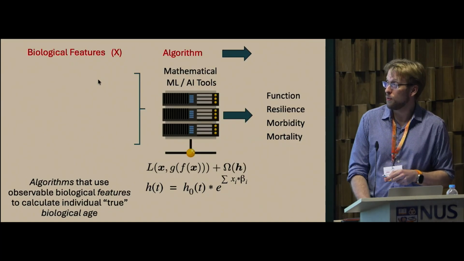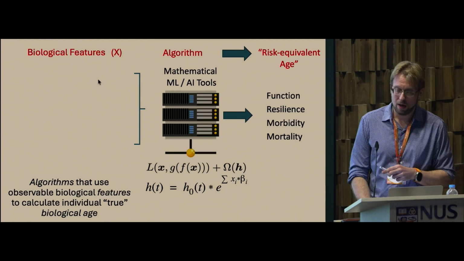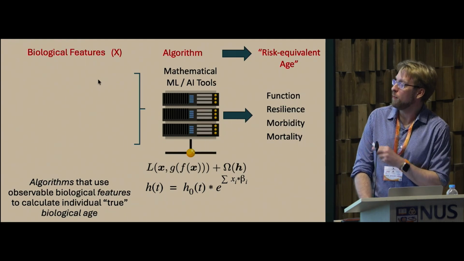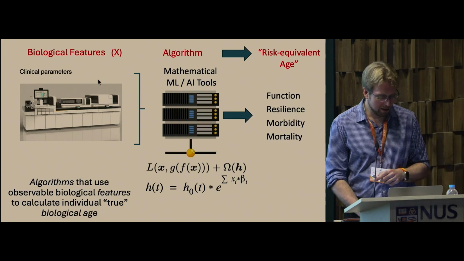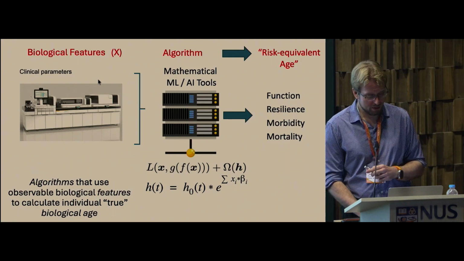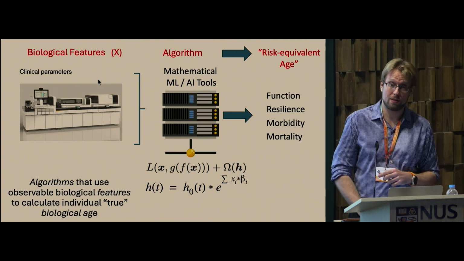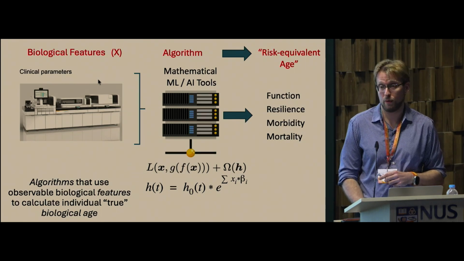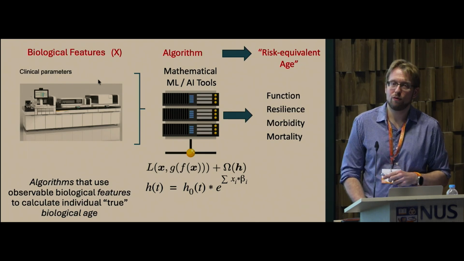Okay, so how does it work? We take some feature space and then we do a risk equivalent age. In other words, we are training to the probability of dying based on features. And in our case, we built this based on clinical features. There are several reasons for doing this, but one of the major ones is that the data is readily available. There are data sets where people measured standard clinical chemistry and then followed people for 20 years. So in other words, I have the ability to look at mortality over 20 years, right?